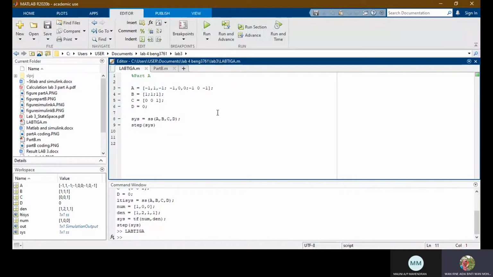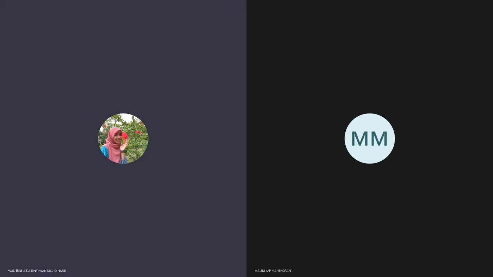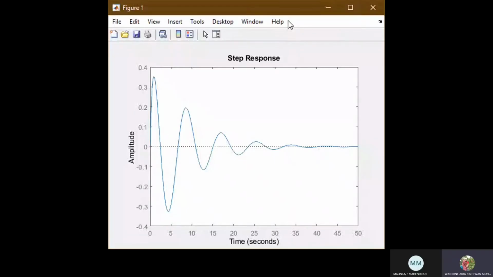As you can see, this is the coding for part A, and the letters stand for: A is the system matrix, B is the input matrix, C is the output matrix, and D is the feedforward matrix. And this is the result that we obtained.